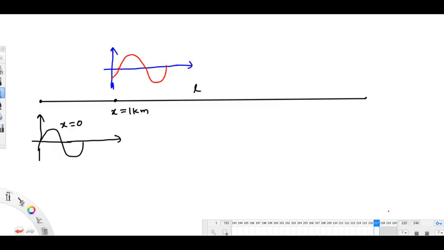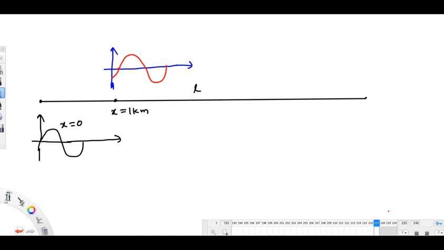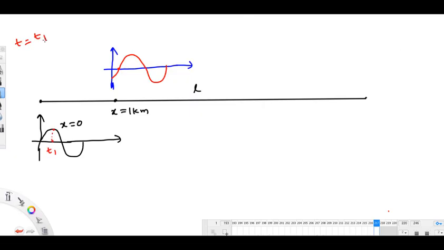And like that, it will be shifted continuously by an angle of beta towards the end. Listen here. At a certain amount of time, t equals t1, let us say t1 time.